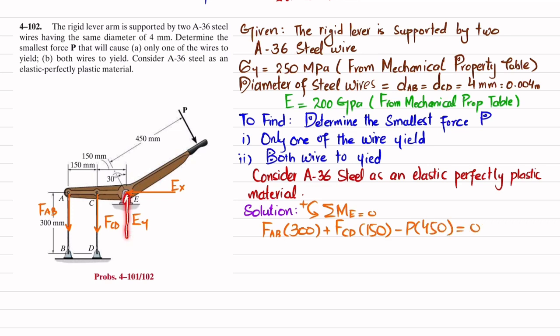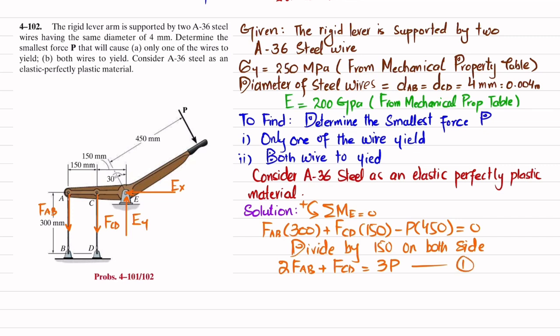These two forces, EX and EY, are passing through this point E, so they are not producing any moment. That's why I haven't taken them. So if you divide this equation by 150 on both sides to simplify it, we will get 2 times FAB plus FCD is equal to 3P.